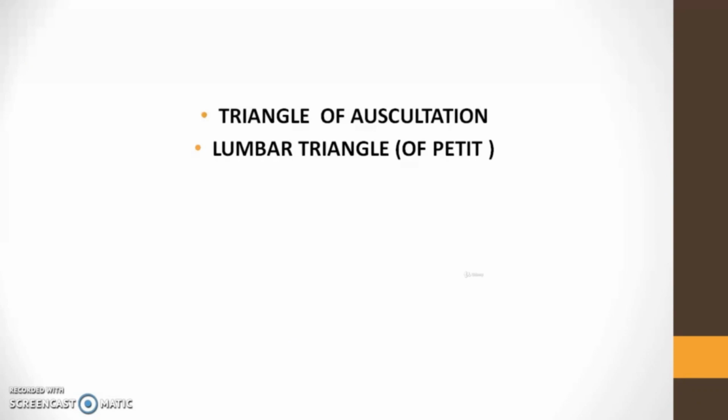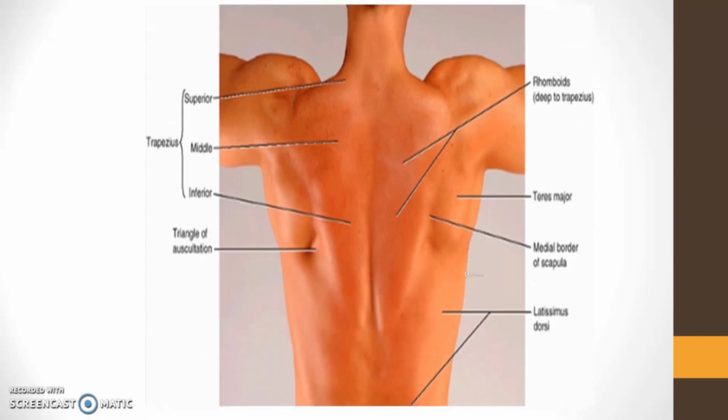Now we will move on to details of two important topics, the triangle of auscultation and the lumbar triangle of Petit, which are again important questions for your exam, for both practical and theory. So here in this image you can make out the triangle of auscultation present here. I think you can view this properly. This is the triangle which is called the triangle of auscultation.